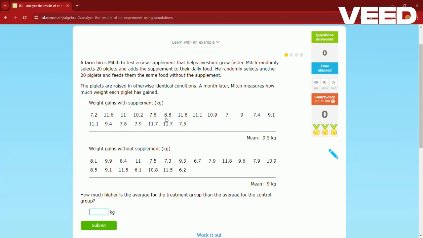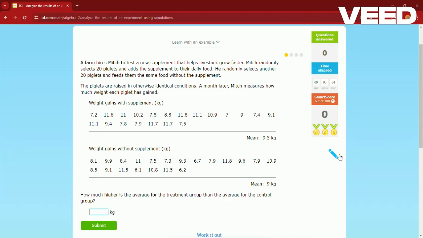A farm hires Mitch to test a new supplement that helps livestock grow faster. Mitch randomly selects 20 piglets and adds the supplement to their daily food. He randomly selects another 20 piglets and feeds them the same food without the supplement. The piglets were raised in otherwise identical conditions. A month later, Mitch measures how much weight each piglet has gained.